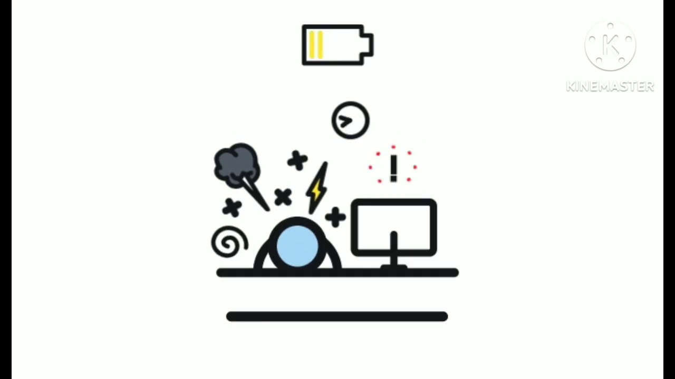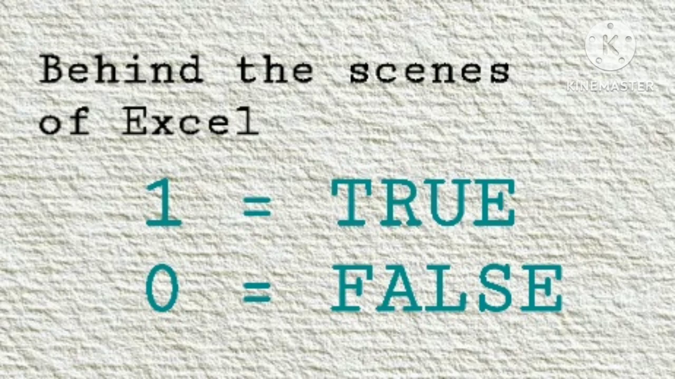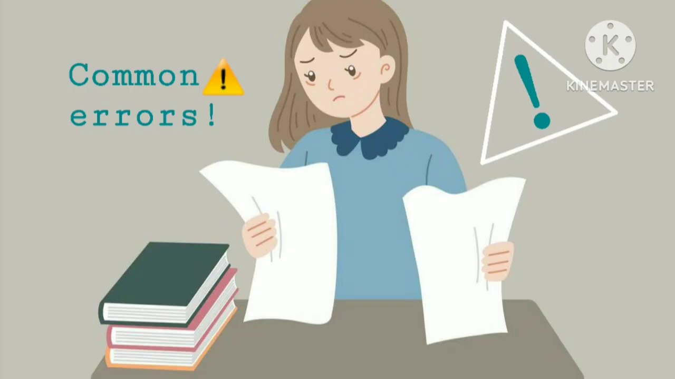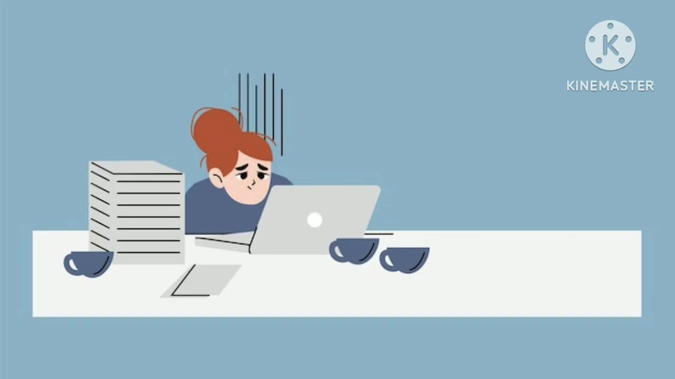Along the way, I revisited how Excel handles logical values internally: 0 representing false and 1 representing true. I also ran into common formula errors, which usually just mean Excel doesn't understand what you're trying to do. Another key reminder was that text values need to be wrapped in quotation marks. Otherwise, Excel won't treat them as text or string.